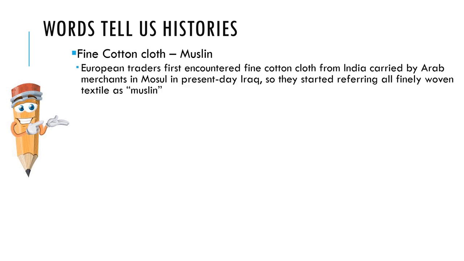The very first is muslin. Muslin is a fine quality cotton cloth, and European traders generally first encountered this fine cotton cloth from India carried by Arab merchants. Arab merchants bought products from India and sold them in the Arabian market. The European traders bought these textile products from that Arabian market and then sold them in the European market. Similarly, the Europeans usually bought this fine cotton cloth from Mosul, which is now in Iraq. This is how the Britishers started calling this fine cotton cloth muslin.